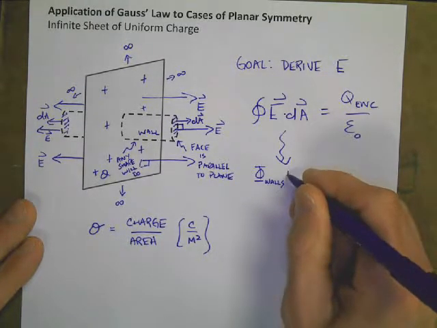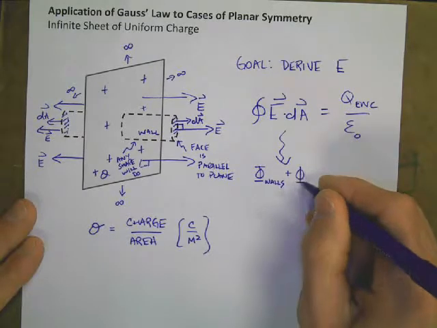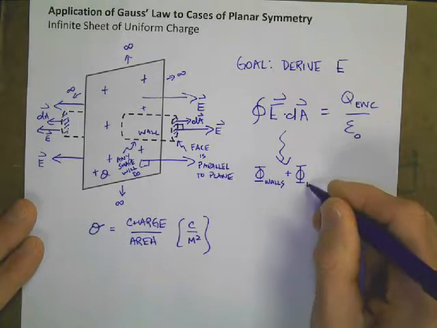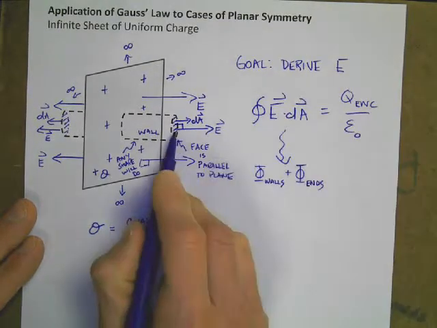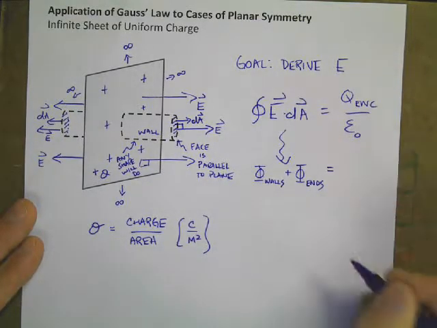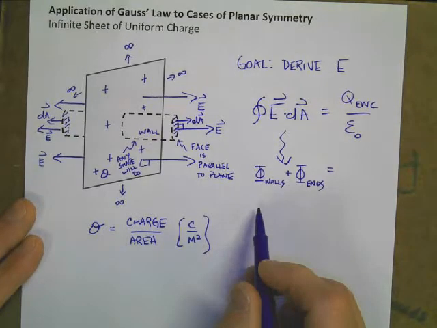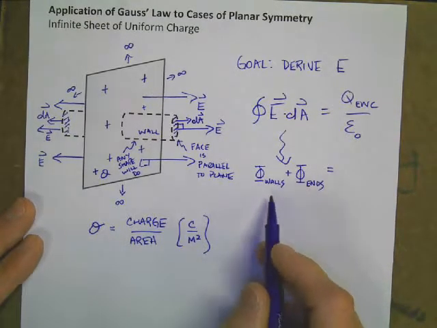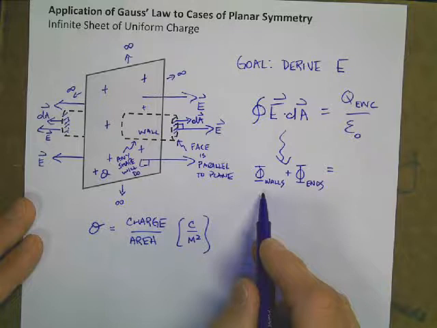And we're also going to have to add the flux through the ends, which are the flat surfaces here. And those are the two things we have to put together to evaluate the left side of Gauss's law.